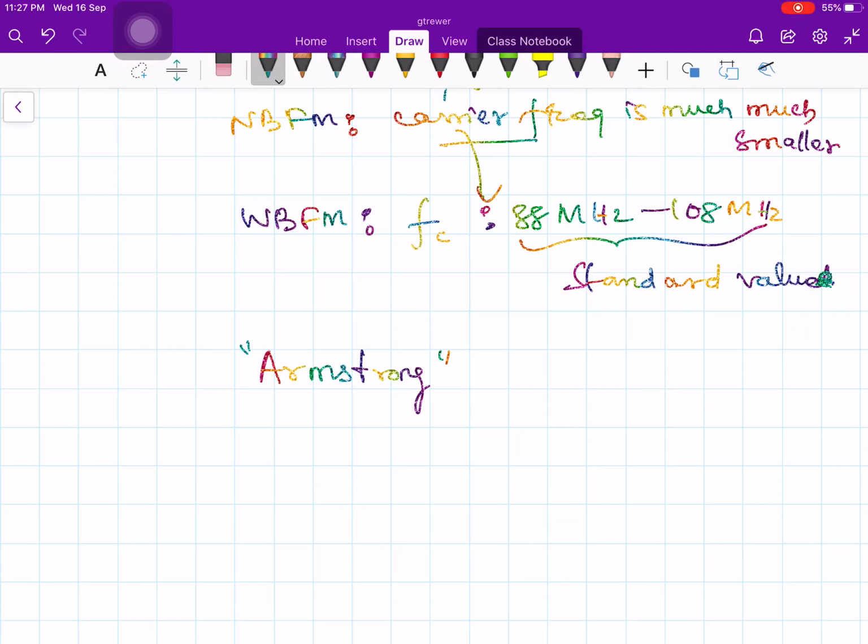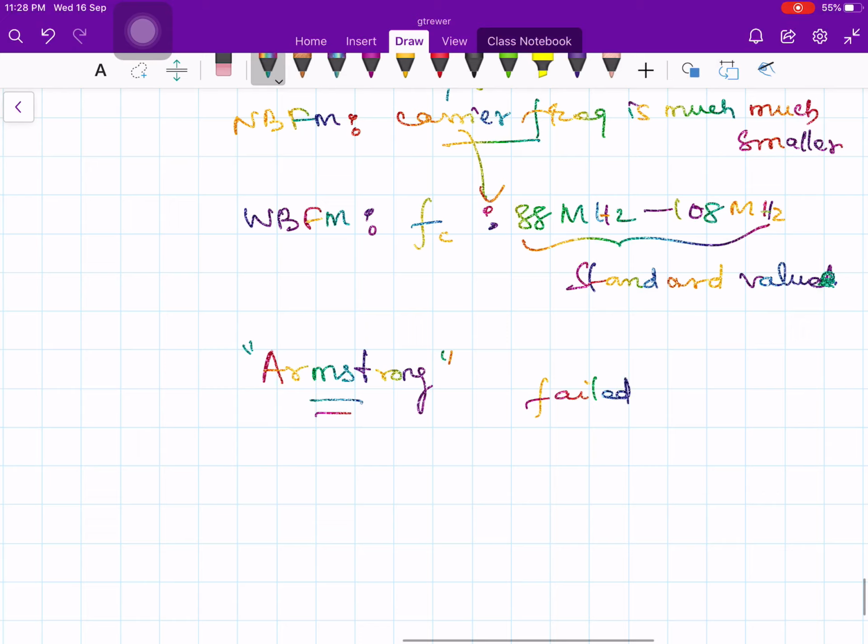In fact, the entire credit for the commercial application of frequency modulation should go to Armstrong. Don't confuse him with Neil Armstrong, the person who first entered the moon. This guy is much before Neil Armstrong, 1930s or 1940s, I guess. He did absolutely pioneering work in this area. It's another matter that he died as a failed man.